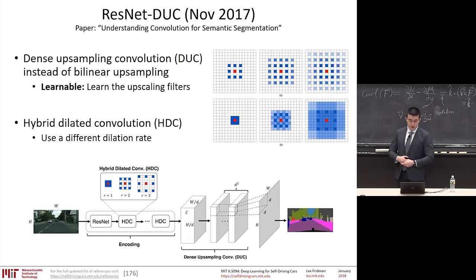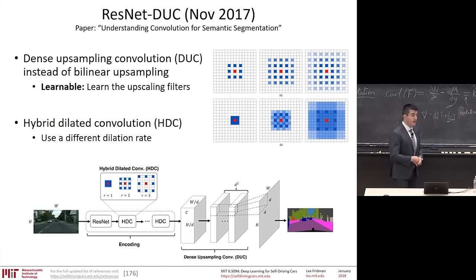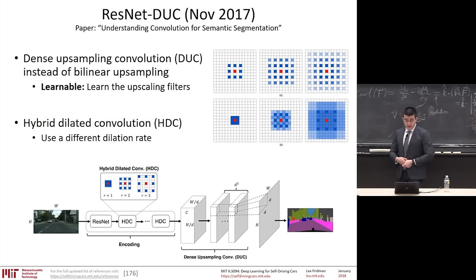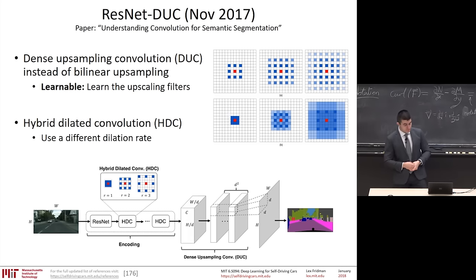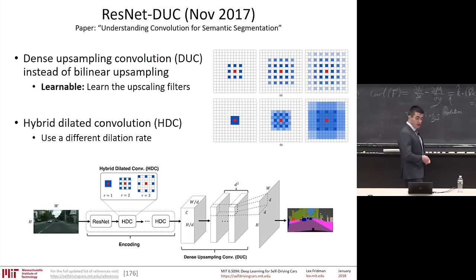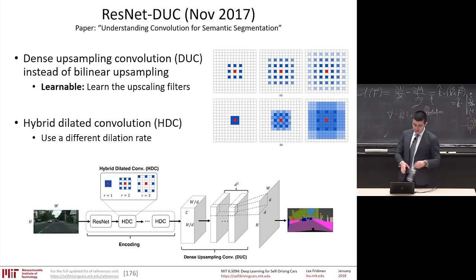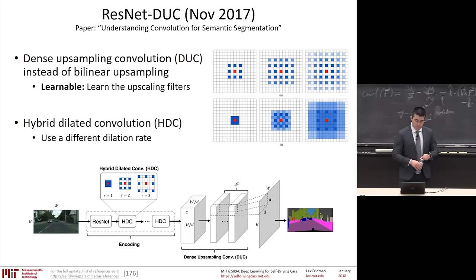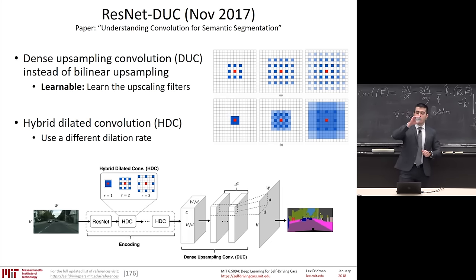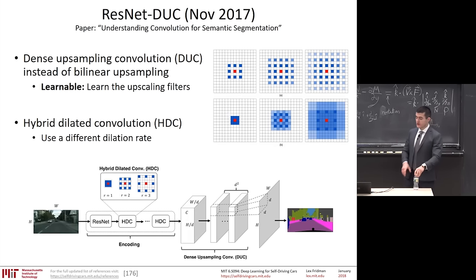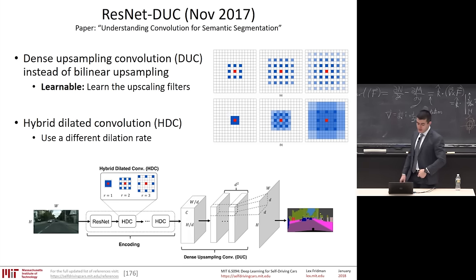And that takes us to the state of the art that we used to produce the images for the competition. ResNet DUC for dense upsampling convolution. Instead of bilinear upsampling, you make the upsampling learnable. You learn the upscaling filters. That's on the bottom. That's really the key part that made it work. There should be a theme here. Sometimes the biggest addition that could be done is parametrizing one of the aspects of the network that you've taken for granted, letting the network learn that aspect.